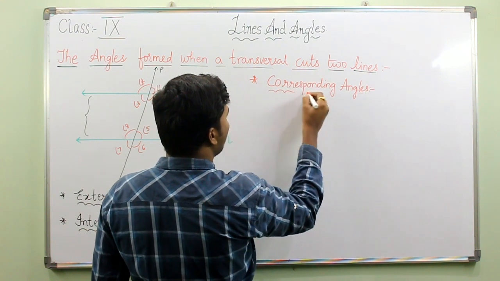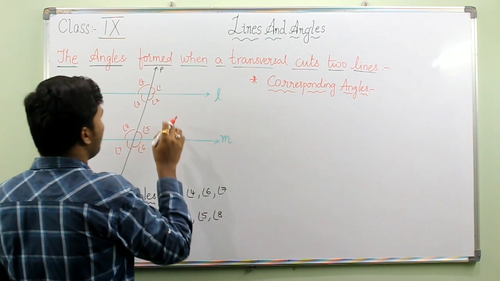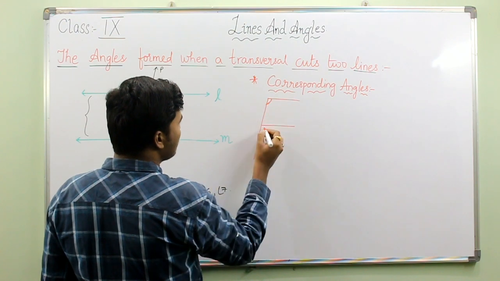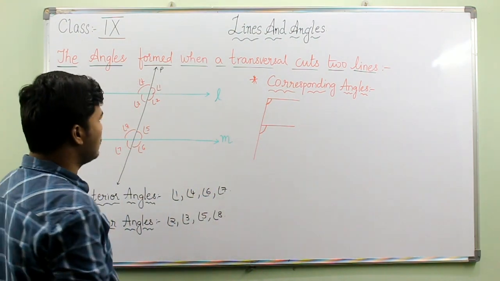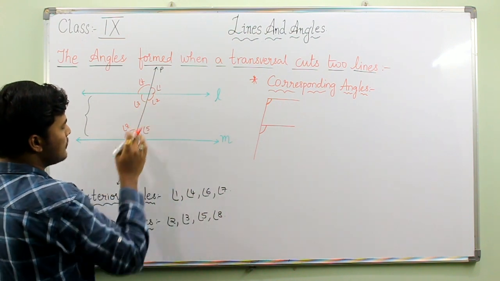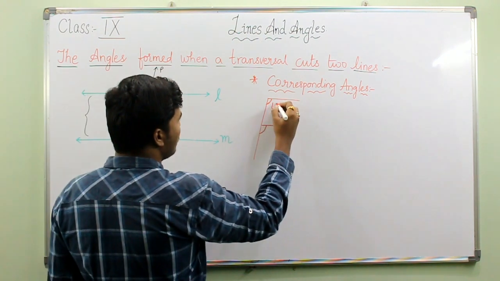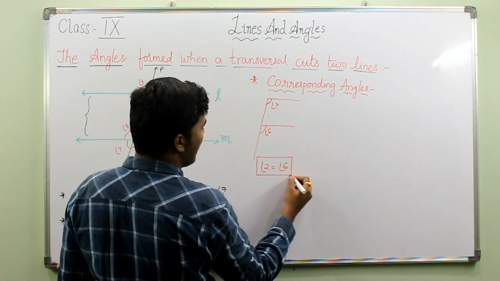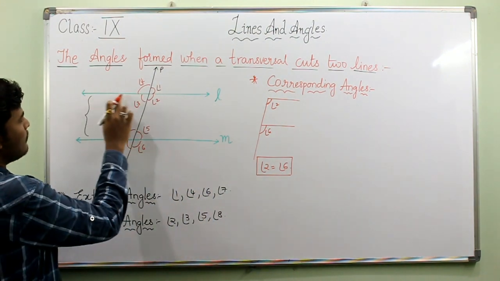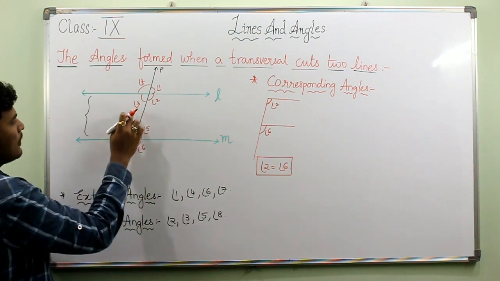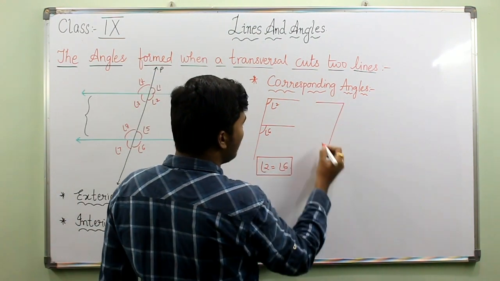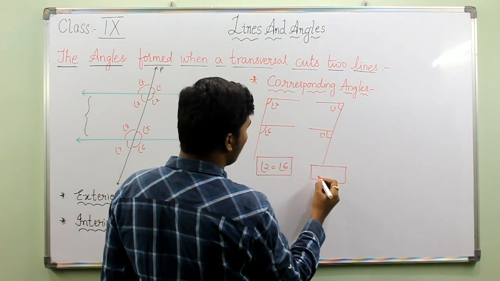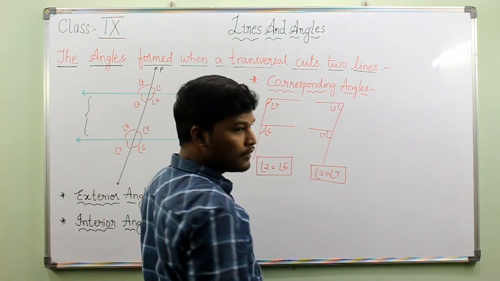For corresponding angles, in order to remember, remember the shape F. In the shape F, the angles at these points are called corresponding angles. If you see here, this is one F, right? So here we have 2 and 6, so angle 2 and angle 6 are called corresponding angles and they are equal. Similarly, you can see one more F here, opposite, right? There we have angle 3 and angle 7. Those are also called corresponding angles and they are also equal.